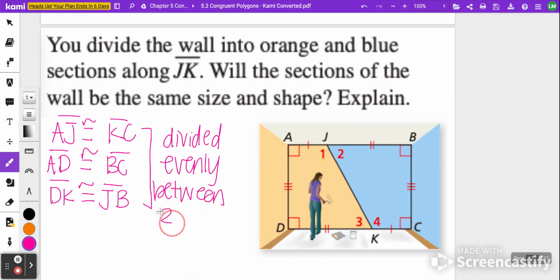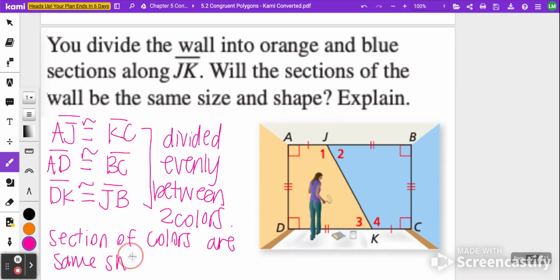Between the two colors. Okay, so since all the corresponding angles and sides are congruent, the sections will be the same shape and size. So the sections of colors are the same shape and size. Okay. You could even go further and mention the angles. Angle A is congruent to angle B, which is congruent to angle C, which is congruent to angle D. Okay. And that's just going to help prove further that the two shapes are the same size and shape.